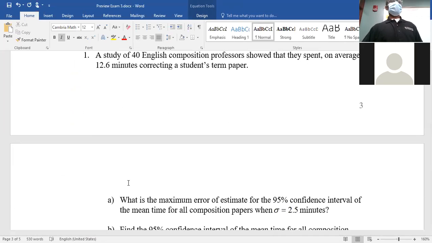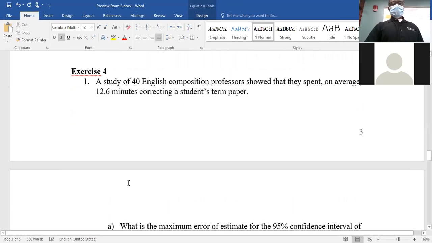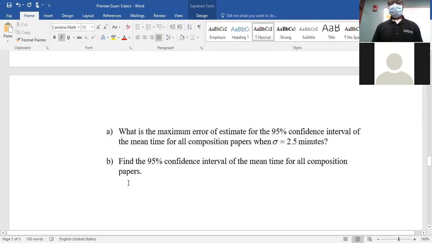Yeah, but use the appropriate mean and standard deviation. A study of 40 English composition professors showed that they spend on average 12.6 minutes correcting a student's term paper. What is the maximum error of estimate for the 95% confidence interval of the mean time for a composition paper when sigma equals 2.5?